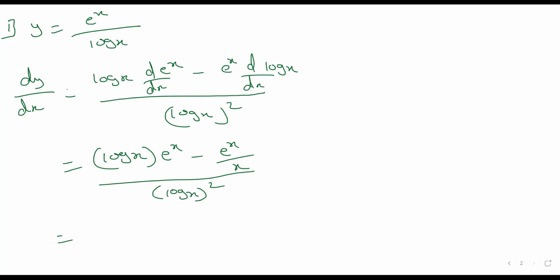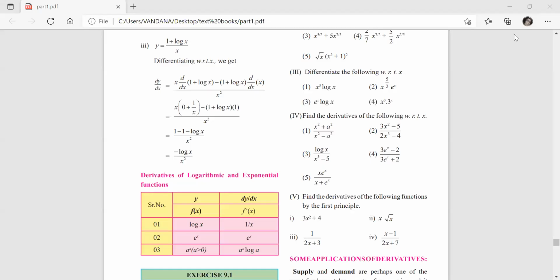Write down this so that we can go with 9.1 question number 4. Question 4 is dependent completely on the quotient rule. The first question is x square plus a square upon x square minus a square. Question 4, sum number 1. If y is x square plus a square upon x square minus a square.